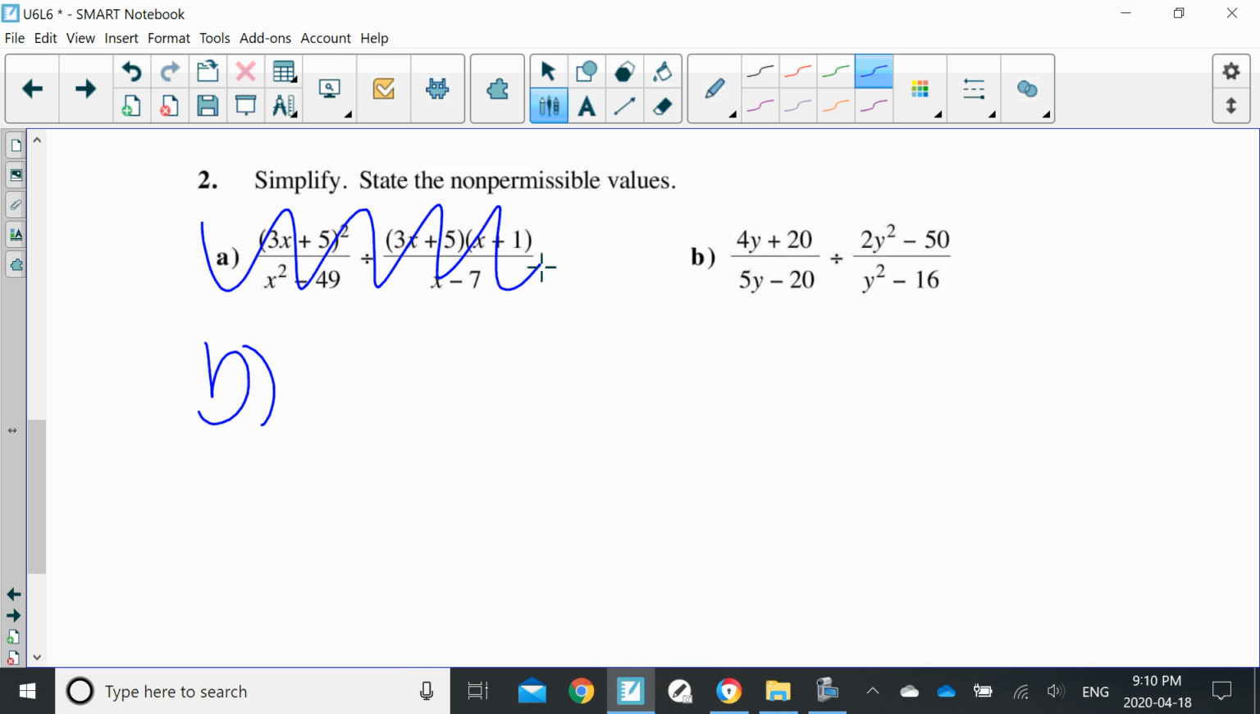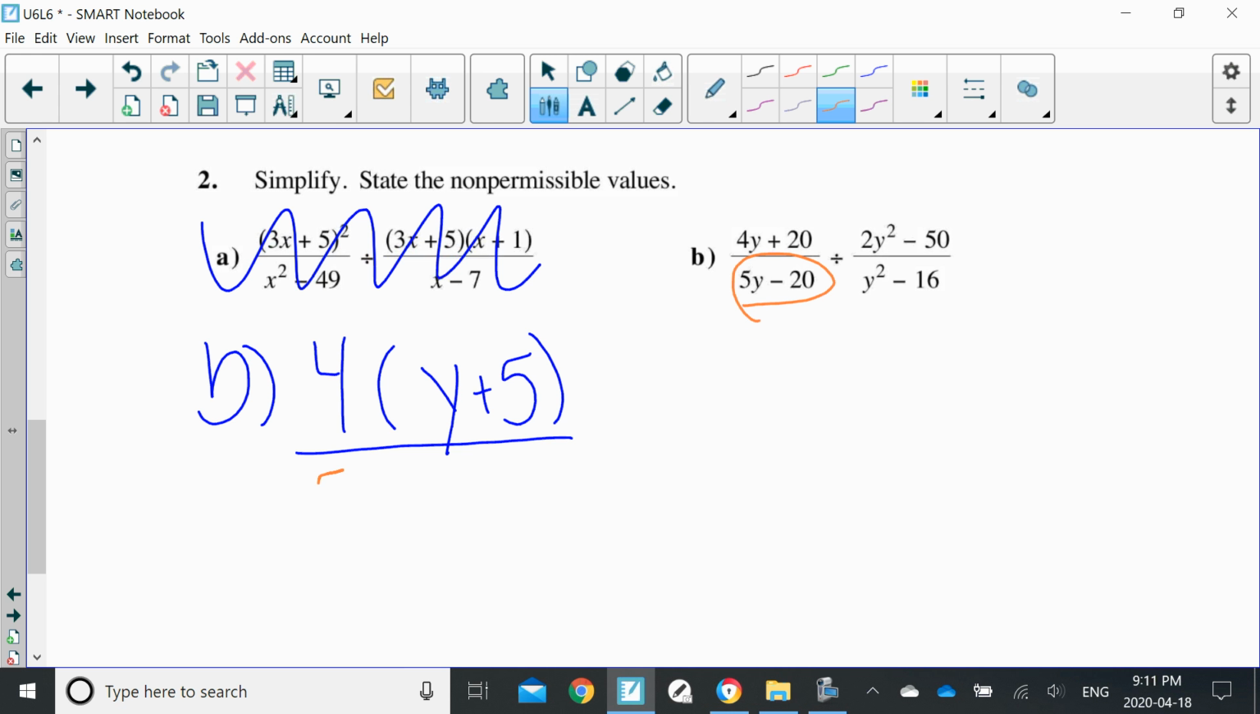So take out a 4, and you would get y plus 5. Then in the denominator, you're going to factor out a 5. From 5y minus 20, we could factor out a 5, and you will get y minus 4. I'm going to keep the division symbol in there for now, so I'm not going to change it just yet to a multiplication. And from the numerator of the second fraction, let's factor out a 2, and we would get y squared minus 25.